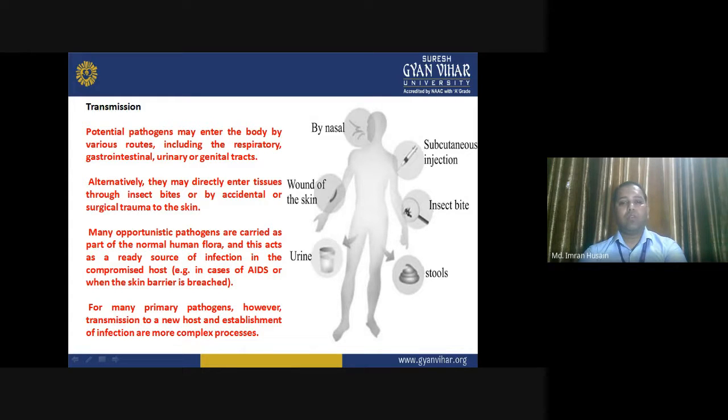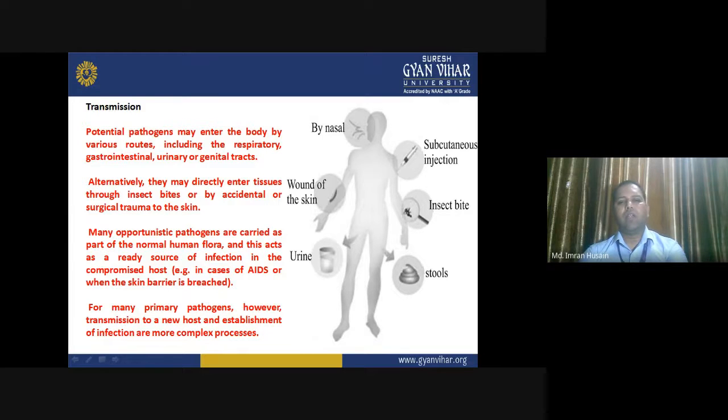In case of AIDS, when the skin barrier is breached. So, what happens when the individual is suffering from AIDS? AIDS does not kill the individual, but it readily weakens the immune system. The body is not at all able to fend off the attacks from these opportunistic pathogens, and the individual is not able to save or defend itself against these attacks.